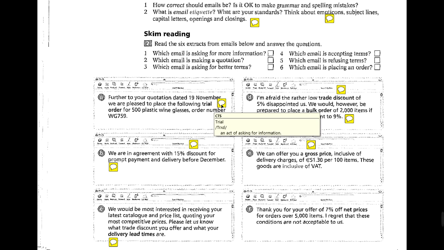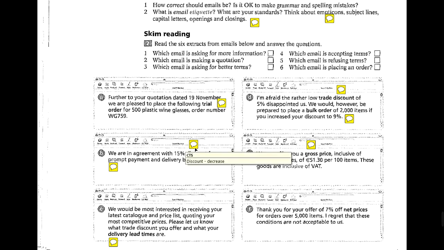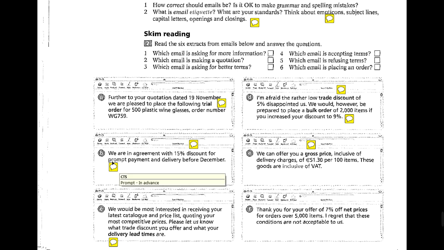Let's continue with email B. We are in agreement with 15% discount, you know the word discount, decrease, for prompt payment and delivery before December. You have the word prompt payment. Prompt, it means in advance. Good. So let's continue with C.